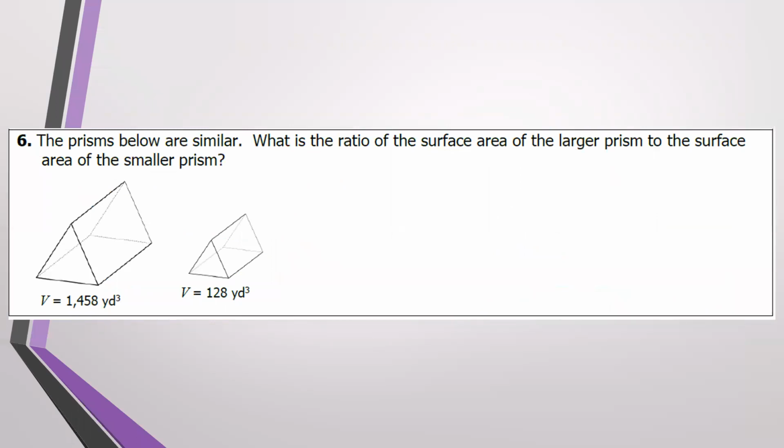And then number 6, we have 2 prisms, and they want to know the ratio of the surface area given the volumes.